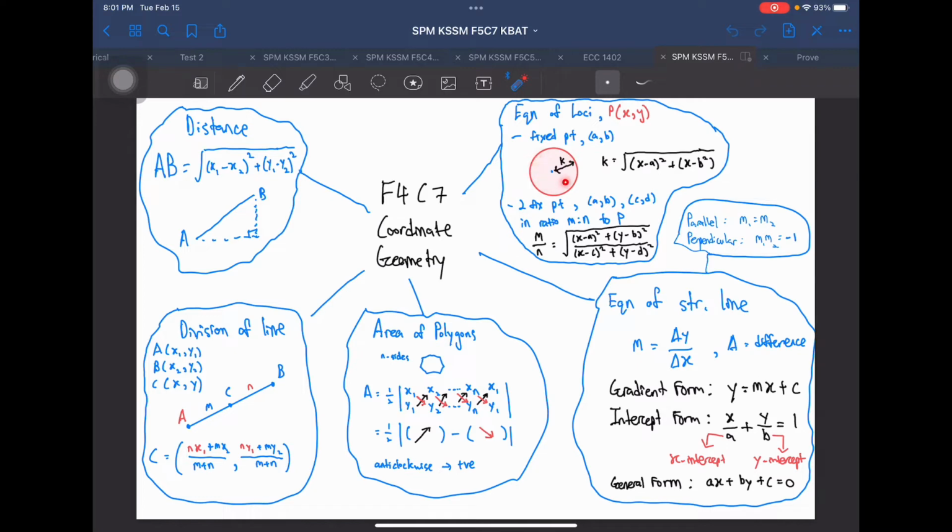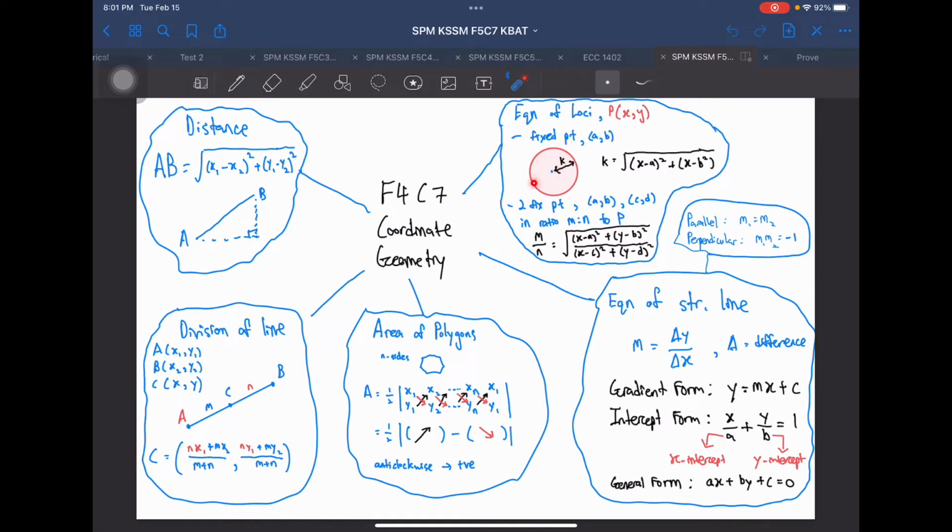As you can see my pointer here, this red circle is actually a moving point. Why do I say it's a moving point? Because x and y are variable. It can be changing depending on your conditions, and normally you will be given a fixed value k, and a fixed point a and b. This a and b is fixed, and this k is the distance, so it says that your p is a moving point, but it always remains a distance k from your fixed point.